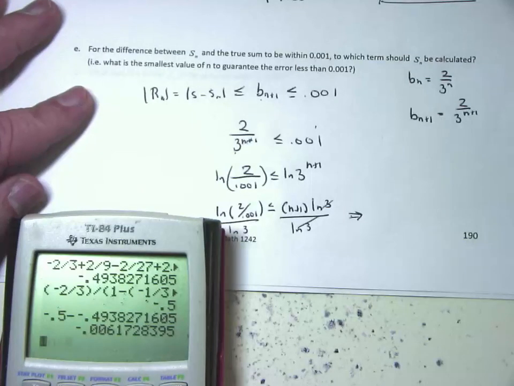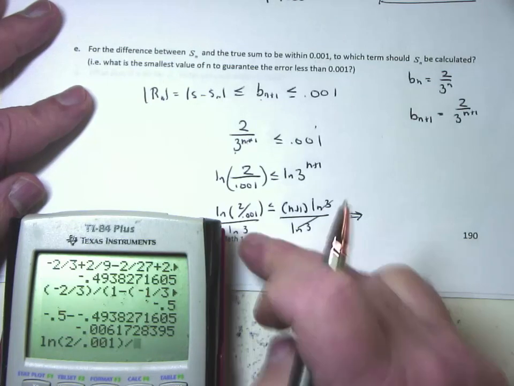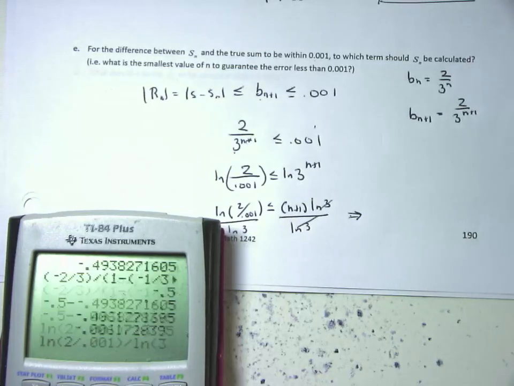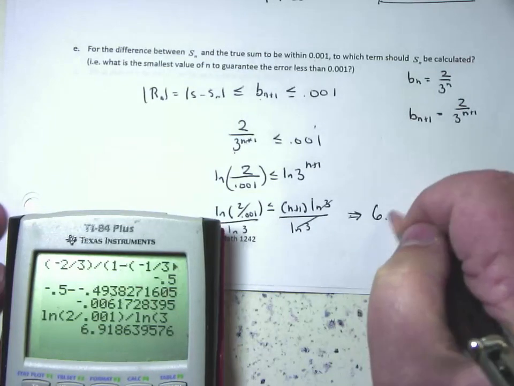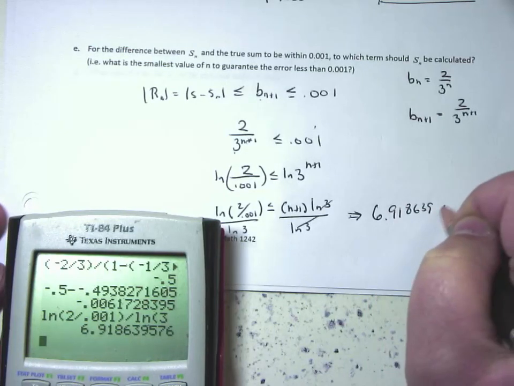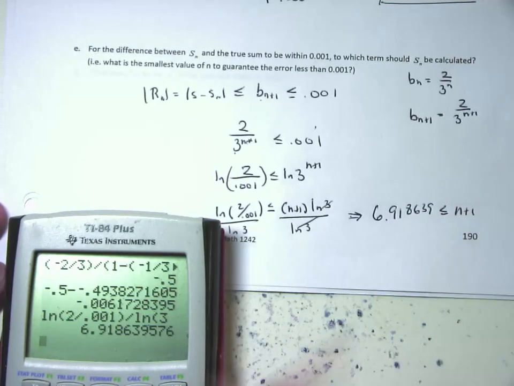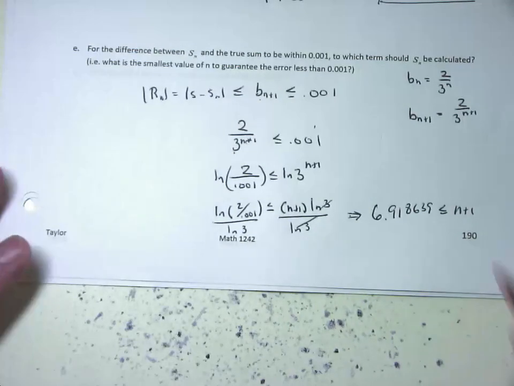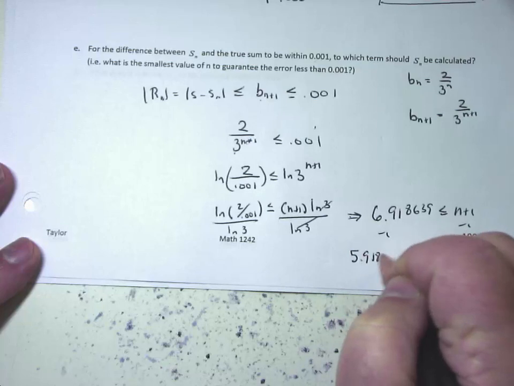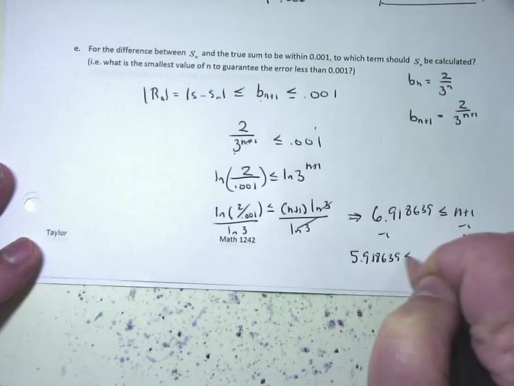I'm going to put it on my calculator: natural log of 2 divided by 0.001, close parentheses, divided by the natural log of 3, and I get 6.918639 whatever, which is less than or equal to n plus 1. Solving for n, subtract 1 from both sides: 5.918639 is less than or equal to n.